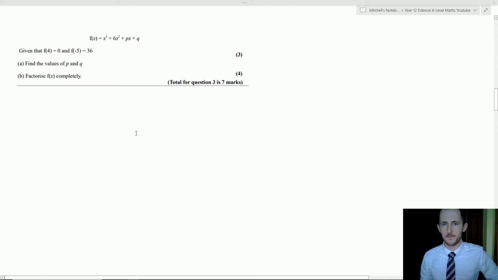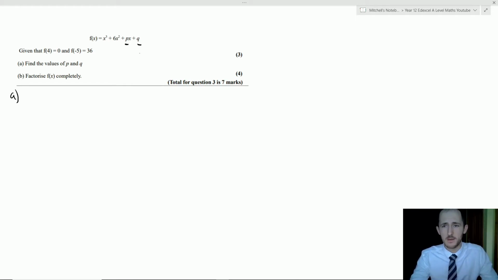Okay, now we have the next one. So this is another type of question that they can ask you, obviously. But they give you two pieces of information, and if you notice, you have extra unknowns in your original cubic. Right, so we have p and q, which means we can't factorize it until we know what p and q are. But they've also given us this piece of information.